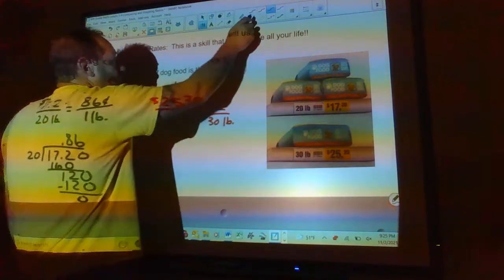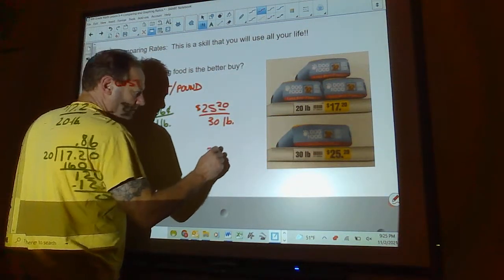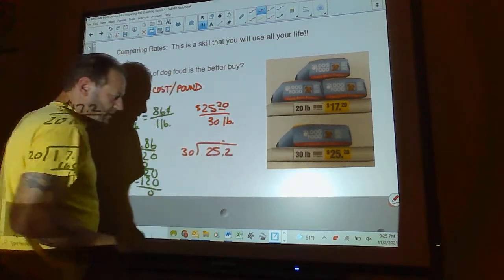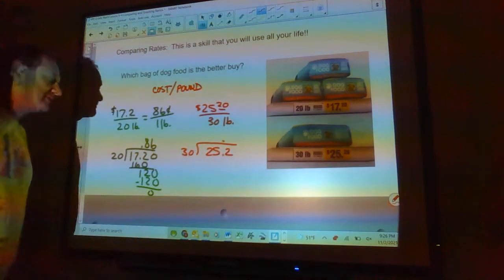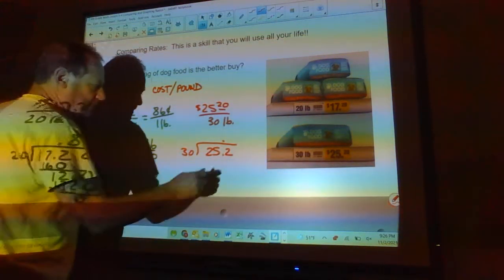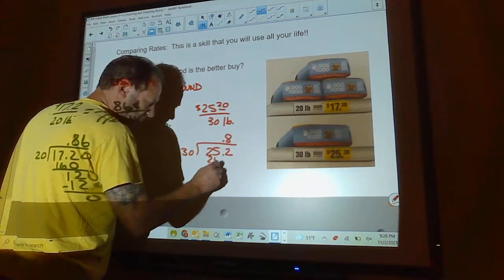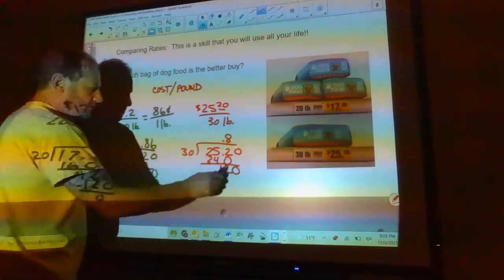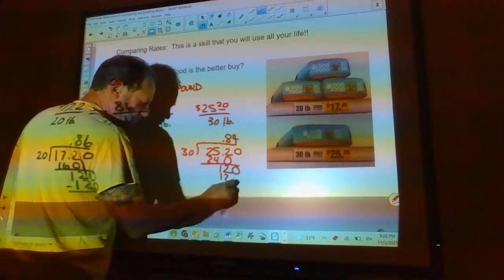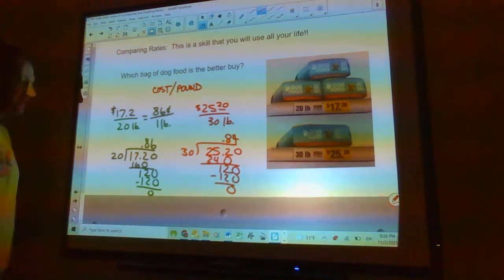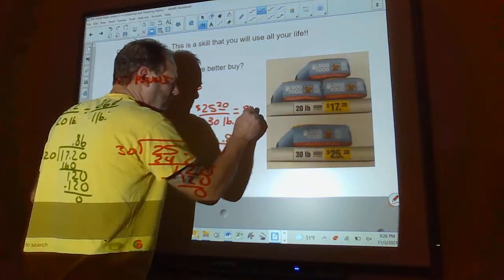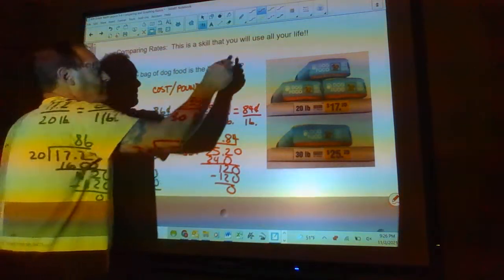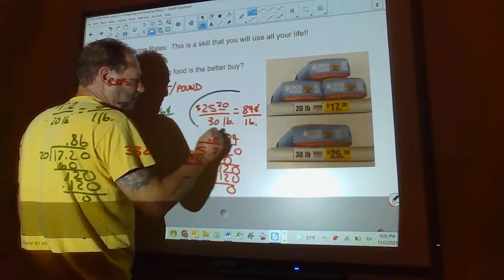Now we're going to take $25.20 over here and divide that by 30. So, again, there's a decimal point. That should go in there about 8 times. 8 times 30 is 240. That leaves 12. Drop down a 0. That'll go in there 4 times. 4 times 30 is 120. I subtract. So this is 84 cents per pound. Okay, so 84 cents a pound versus 86 cents a pound. This is your big winner right here.